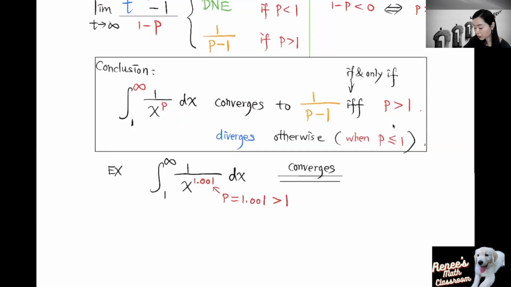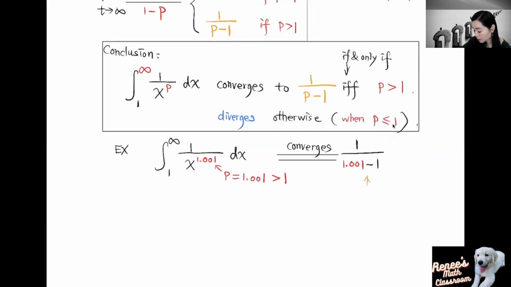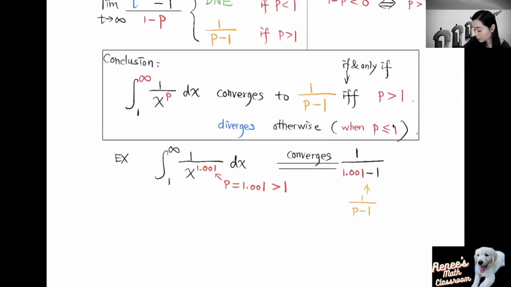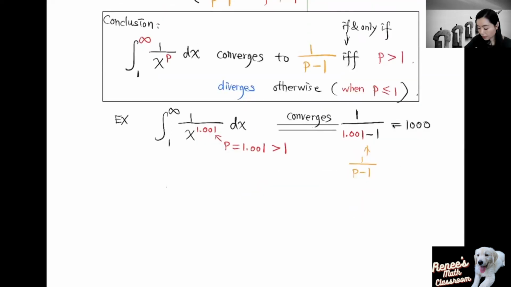So it converts to 1 over p minus 1, right? So it converts to 1 over 1.001 subtracting 1. Remember this is 1 over p minus 1, right? Okay, so that is equal to 1000. So if you try to find the area under the curve from 1 to infinity, that is going to turn out to be 1000.